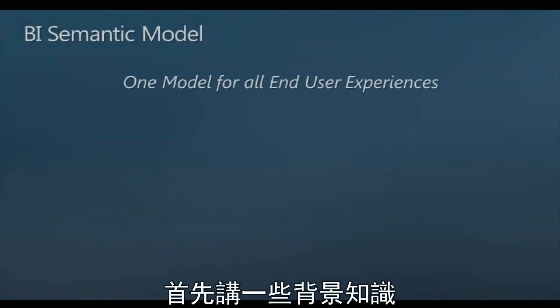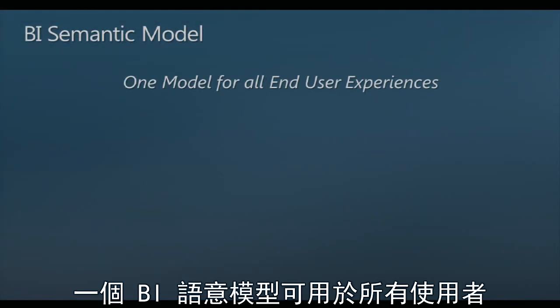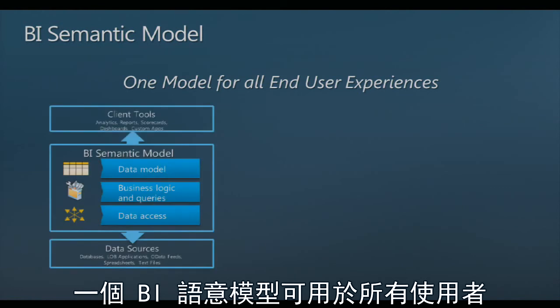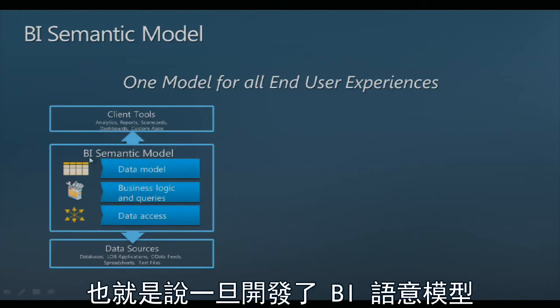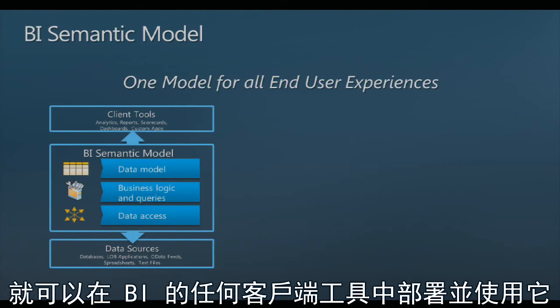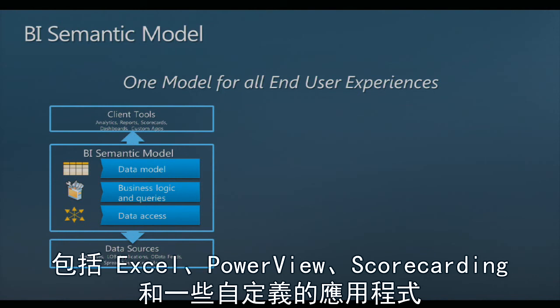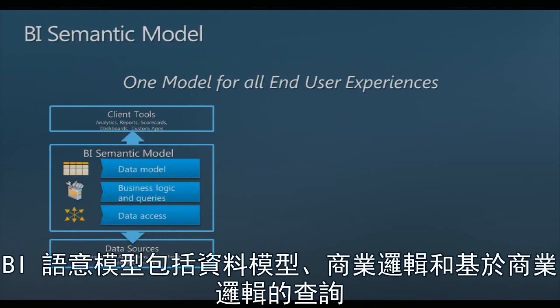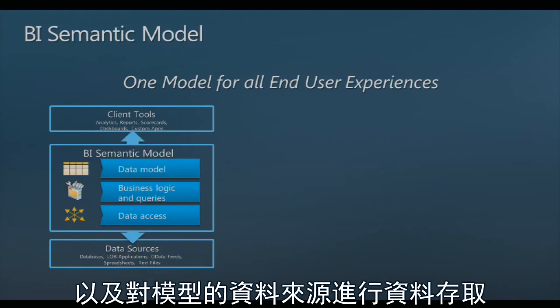So starting with some context to set the stage, the BI Semantic Model is one BI model for all end-user experiences. And what that means is that once you've developed a BI Semantic Model, you can deploy that and then use that in any client tool for BI, including Excel and Power View and scorecarding and custom applications. The BI Semantic Model consists of a data model, a business logic and queries that can get executed against it, and data access to the sources that are behind the model.